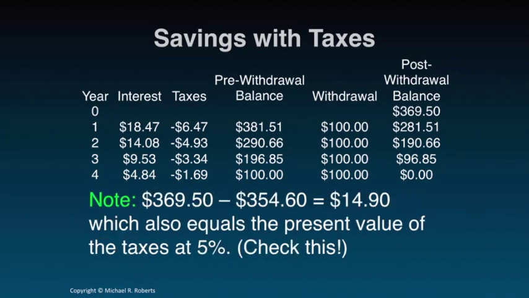And it's also interesting to note that the difference in how much we had to save, the difference between the $369.50 and the $354.60, which equals $14.90, equals the present value of the taxes at 5%. Check this. Discount these cash flows at 5% and see what the present value is. It should be $14.90.